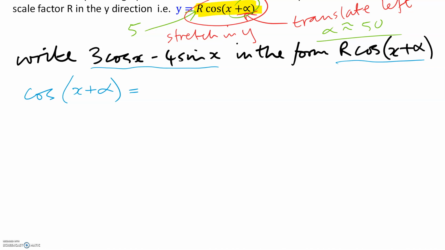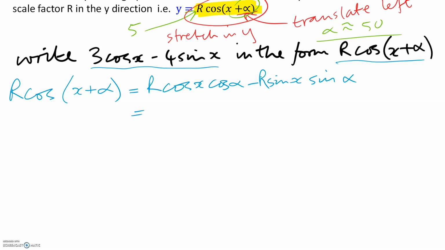So if we do the addition formula for cos, that's going to be cos x cos alpha minus sine x sine alpha. Now don't forget there's actually an r in the front here, so when we multiply the right-hand side by r, there'll be an r here and an r here as well. So that's just using the addition formula for cos(a plus b).